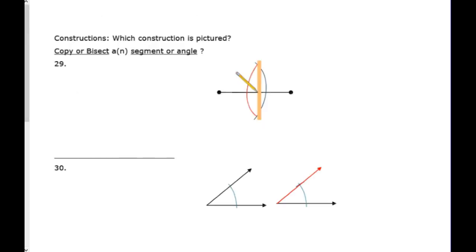All right. Now, these, you're just telling me what the construction is. You don't have to do any constructing. You're just telling me, is it copying or bisecting a segment?